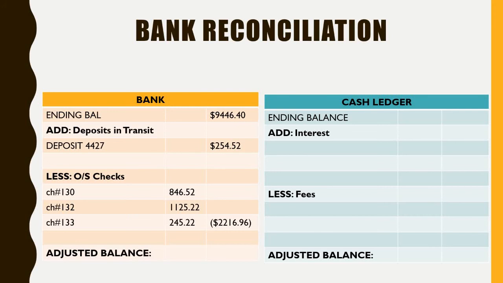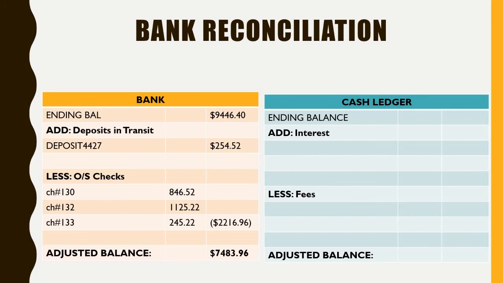All right. Now, this is where I can calculate my new adjusted ending balance. So I'm going to start with my top number here. If I started out with $9,446, I'm going to add the $254, and I'm going to subtract the $2,216. And now we get a grand total of $7,483.96. Okay, so that's just completing one side.